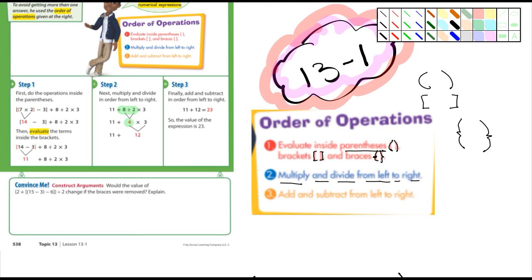And then what's 4 times 3? That's the next thing you would do, so that you don't do the addition, because you have multiplication and division that you have to deal with. So 4 times 3 is 12. Now you can do the addition, which is 11 plus whatever this answer ended up being, which happened to be 12. So then 11 plus 12 is what? 23. Okay.